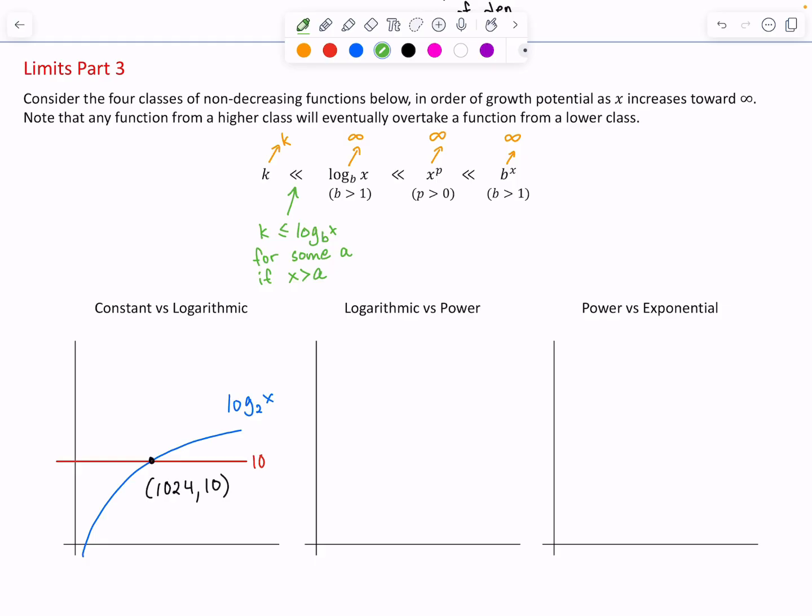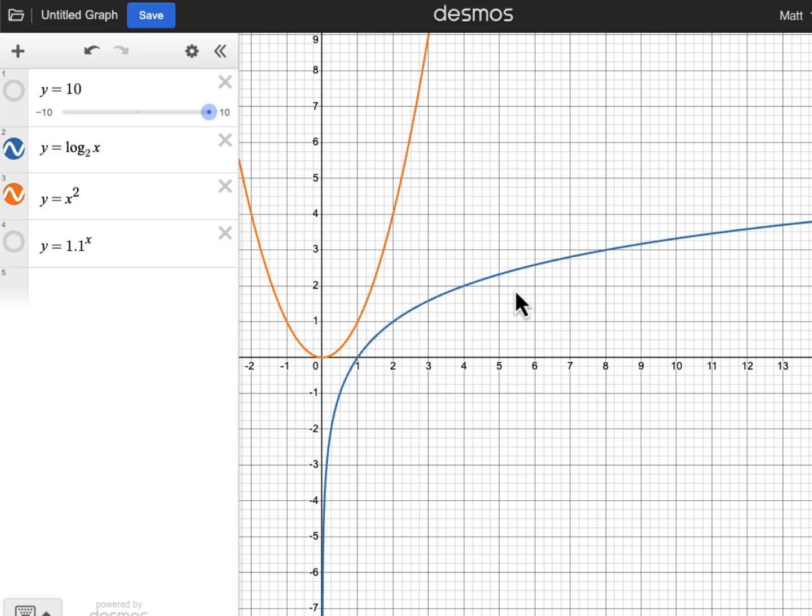Now let's compare logarithmic with power functions. Here I have a logarithmic function in blue and a power function x squared in orange.